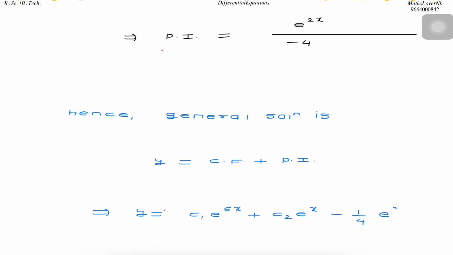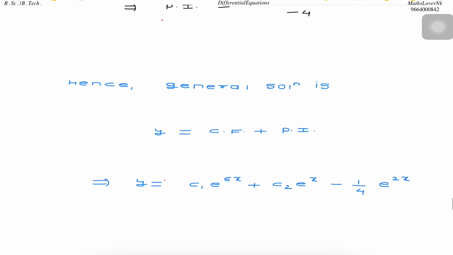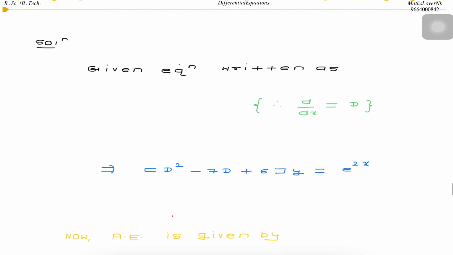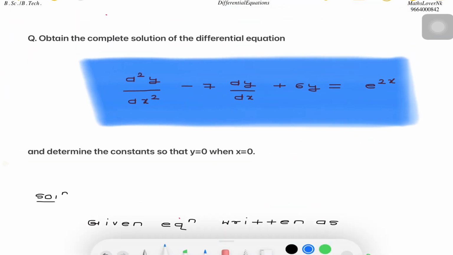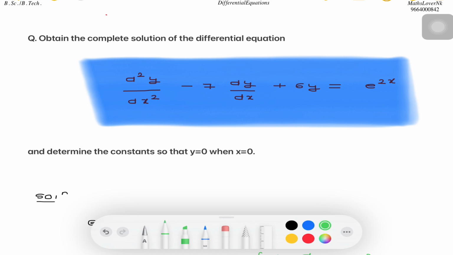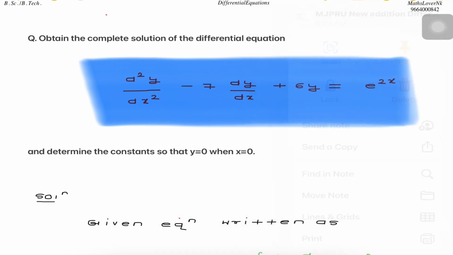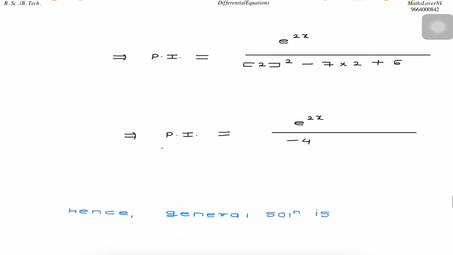This is equation 1. Now from the given, it says determine the constant so that y is equal to 0 when x is equal to 0. Given: y is equal to 0 when x is equal to 0.